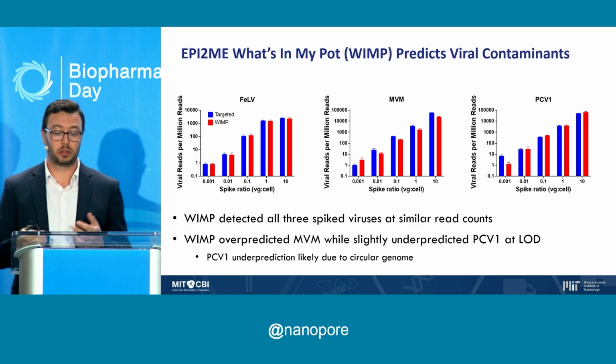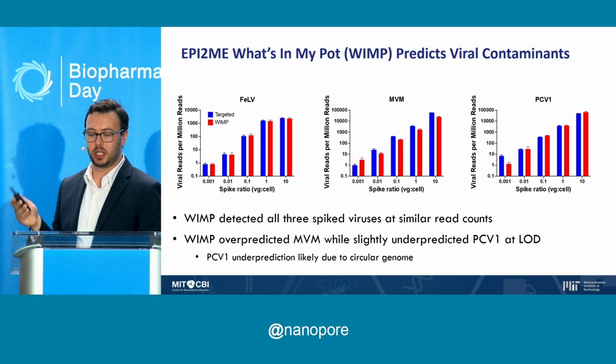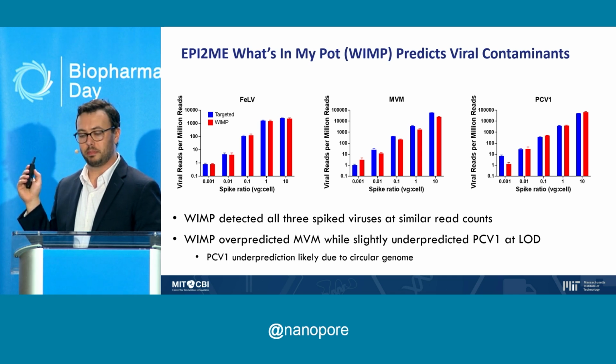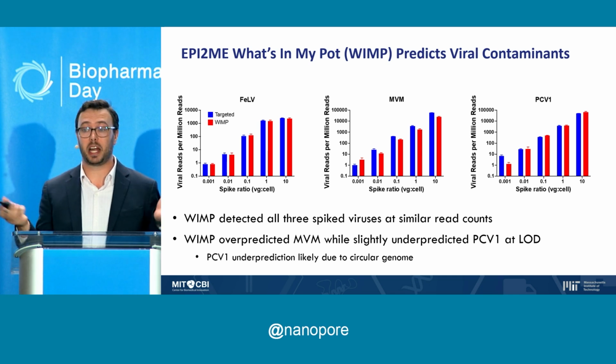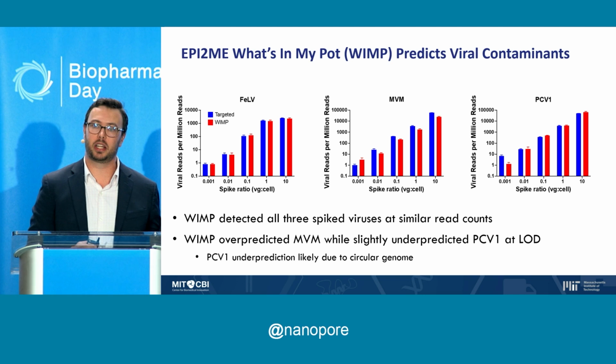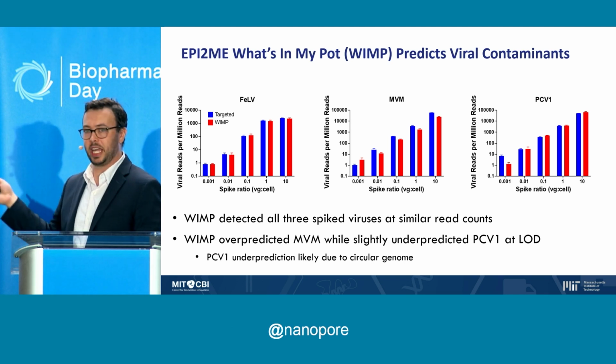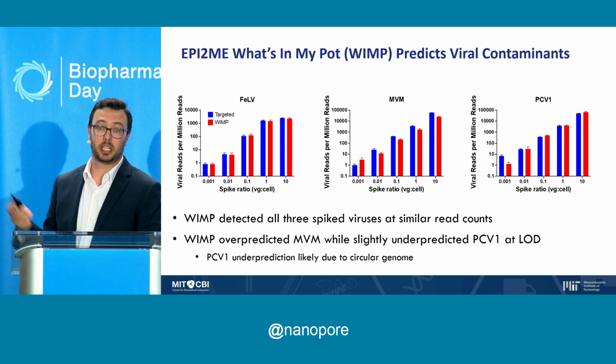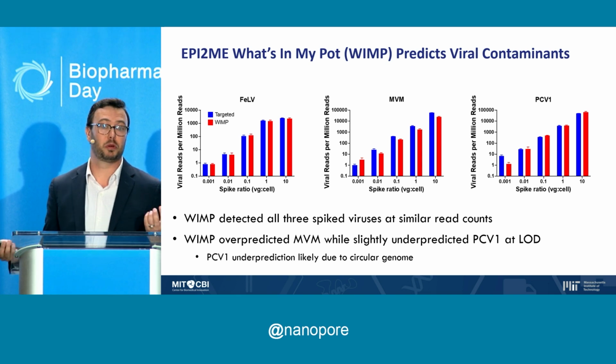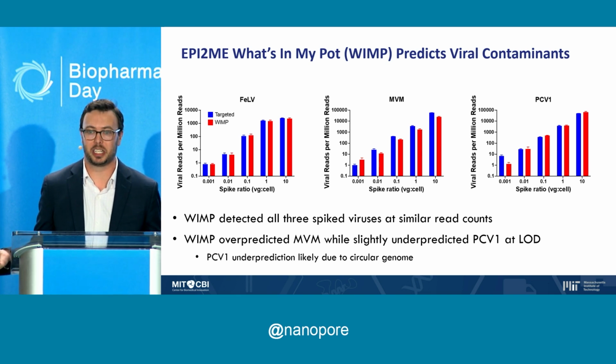And finally, we used the EPI2ME What's In My Pot workflow to predict the viral contaminants without providing any information. So the previous data that I showed you was all targeted analysis, but now we wanted to see, okay, can this metagenomic classifier pick up on these viral signals? Because presumably if you're testing a sample, you don't know what's in it.